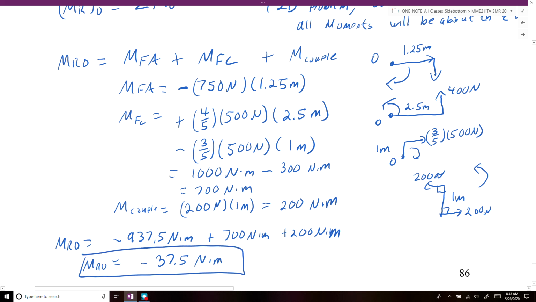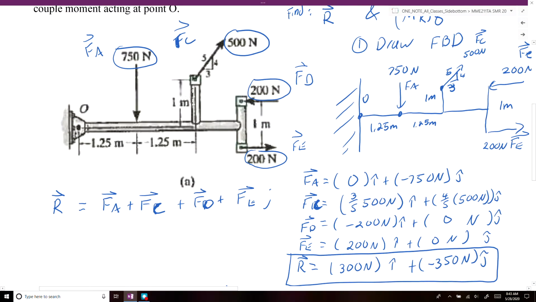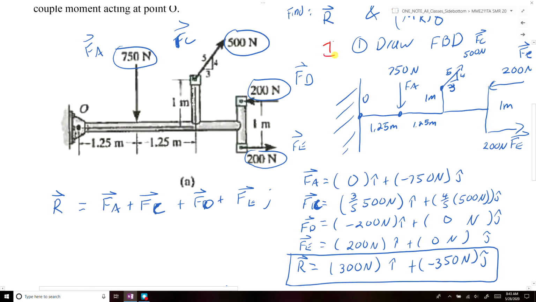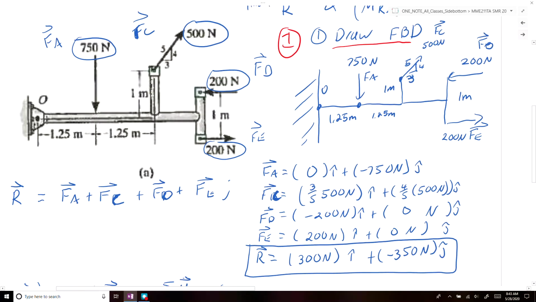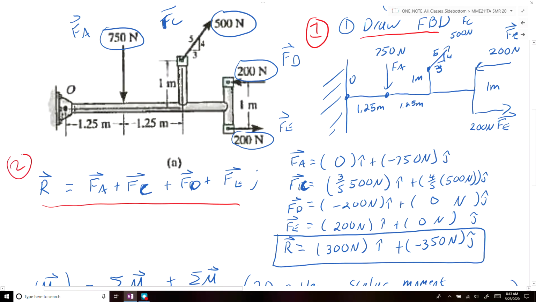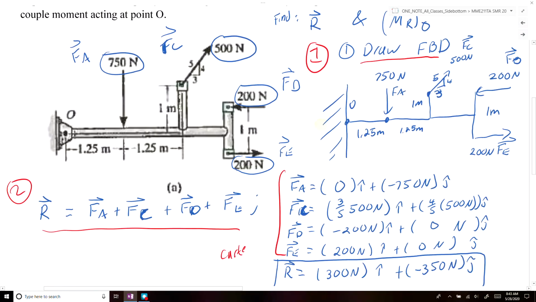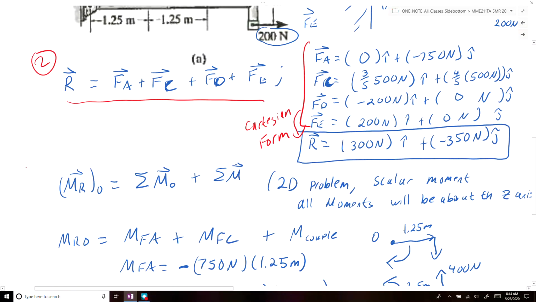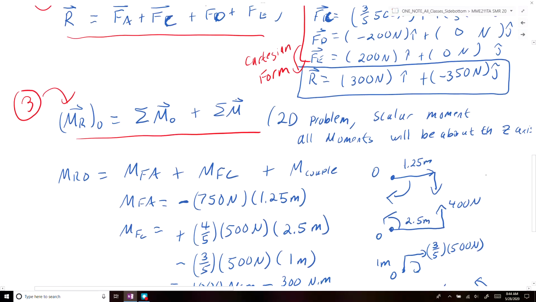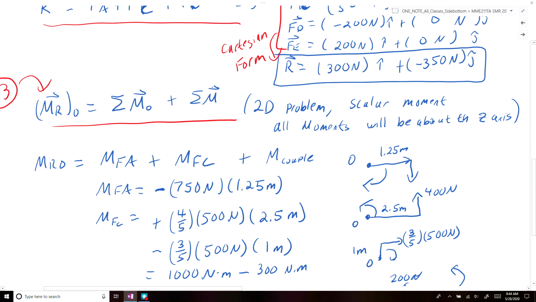So just to recap what we did in the problem, the first thing we did was draw our free body diagram to identify all the forces and all the moment arms that we would need to use to properly apply our resultant force equation, which was our second step. Once we had a resultant force equation, we then broke all of our forces down into Cartesian form. Once we had everything in Cartesian form, we could then just add them all up to find our resultant force. And then after we found our resultant force, we found our resultant moment using this equation here. Since it's a 2D problem, we can use scalar moment equations and the right-hand rule to determine the directions of all of our moments.